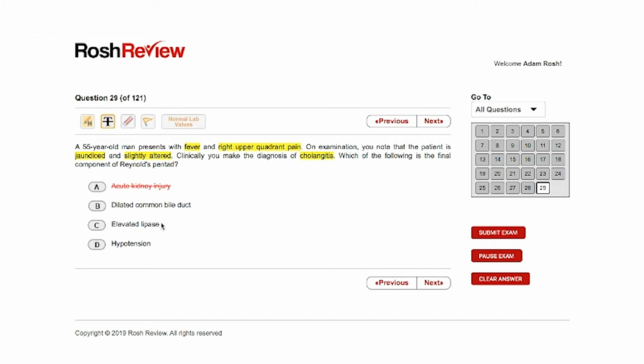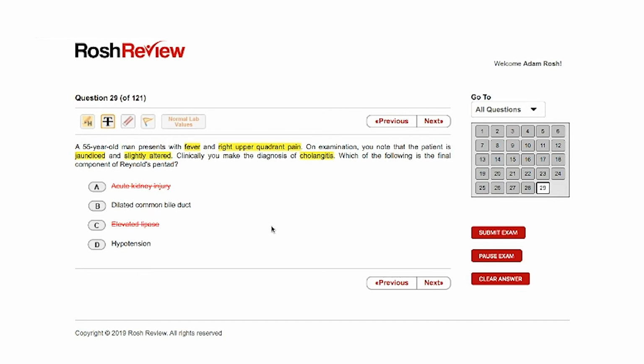And an elevated lipase. You may get an elevated lipase associated with cholangitis, but for the sake of test taking here, this is pancreatitis, right? And we want to specifically know an issue and a relationship with cholangitis. So we're going to cross that out as well. And we're left with hypotension.